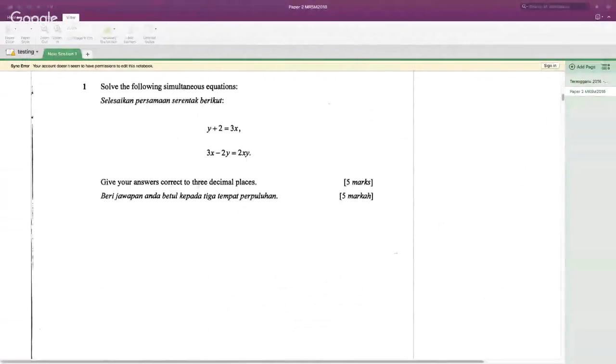All right, so today we are going to discuss the MRSM 2016 trial paper, and this is paper 2 for Additional Mathematics SPM syllabus. All right, so let's have a look at the first question. The first question basically is a simultaneous equation, so it should be very easy. So what I will do here is I will make y the subject rather than make x the subject.